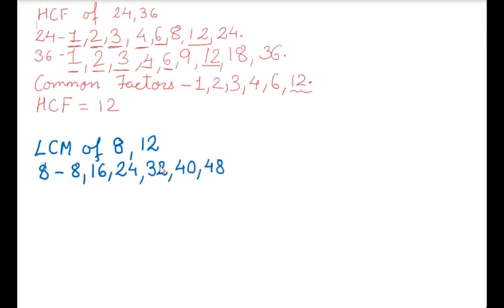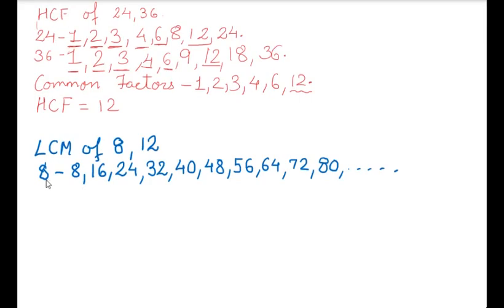56, 8 eights are 64, 8 nines are 72 and 8 tens are 80 and so on. Many will be there. Okay. So whatever I have written, in short, I have written the table of 8. The table of 8 means they are called multiples of 8. Got it?